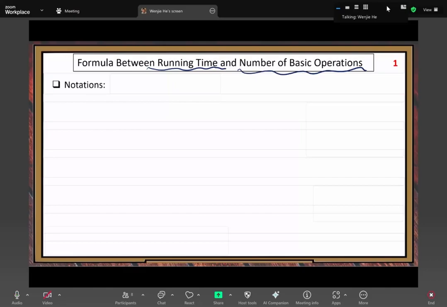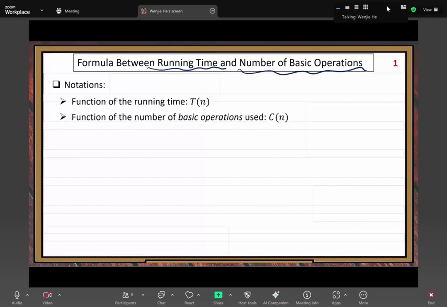For the notation of the running time, we use the capital T function, T of n, where n is the data size. T of n represents the running time function. For counting the number of basic operations, we use the capital C counting function, C of n. And these two functions should be closely related in some way.